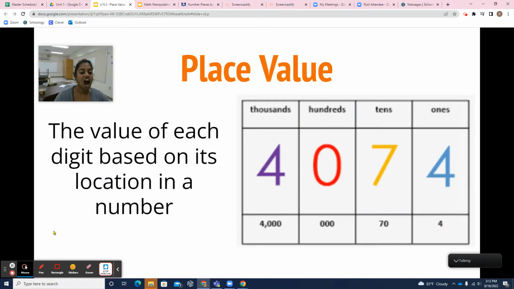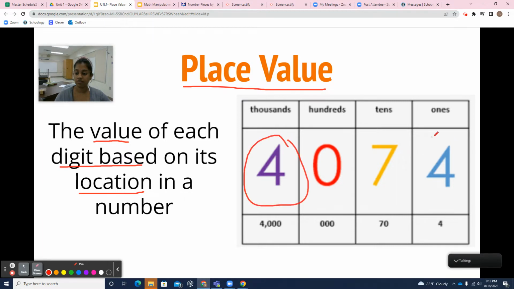All right. Our next vocabulary word is place value. A place value is the value of a digit based on its location in a number. Over here we have 4,074. You can see we have the digit 4 in the thousands place and the ones place. But when we look at its location, its place value, we can see that 4 in the thousands place is worth 4,000. But 4 in the ones place is only worth 4.